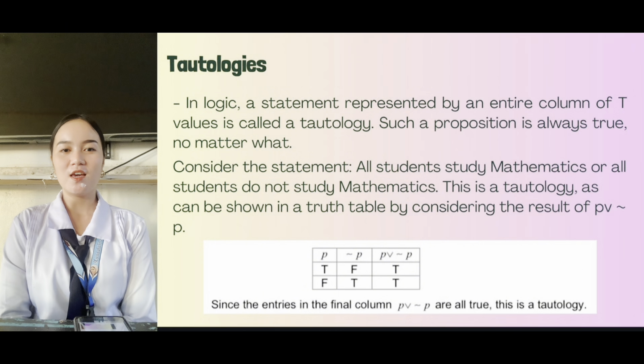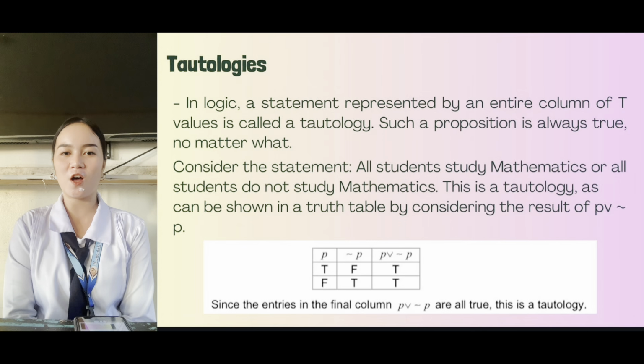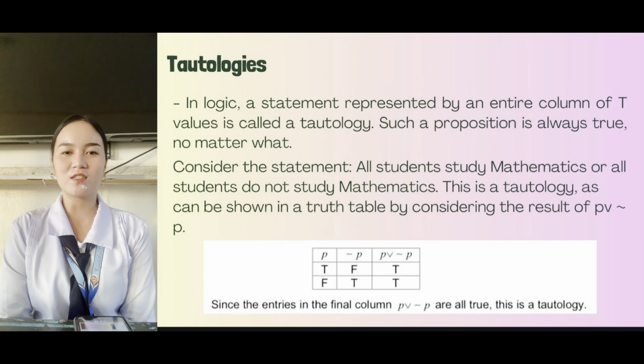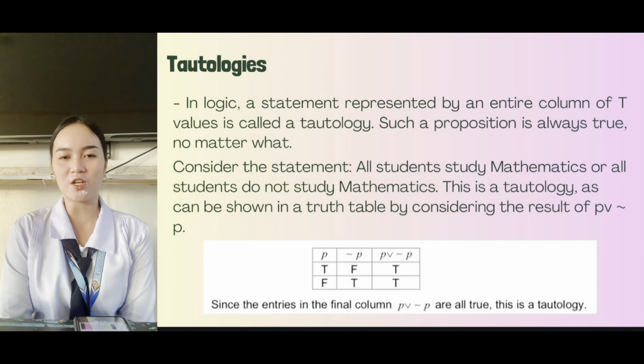I'm going to discuss tautologies. In logic, a statement represented by an entire column of T values is called a tautology, such as a proposition that is always true no matter what. Consider the statement: all students study mathematics or all students do not study mathematics. This is a tautology, as can be shown in the truth table by considering the result of P or not P.